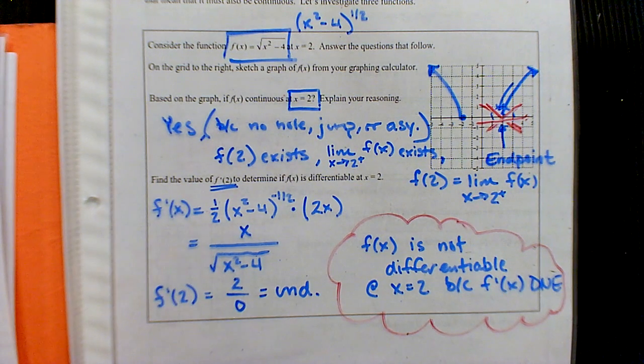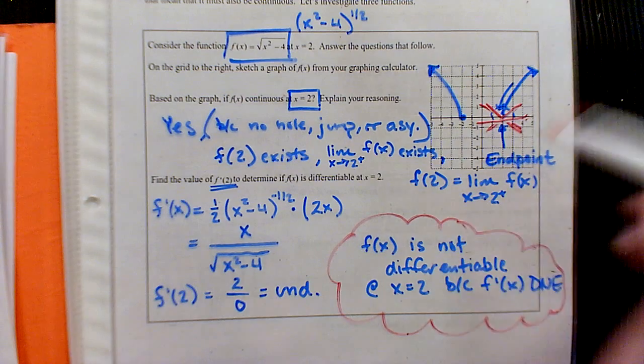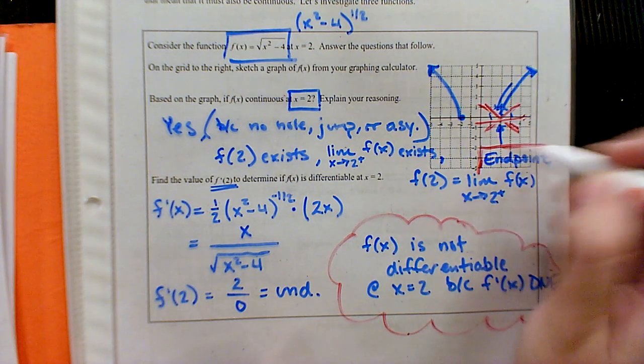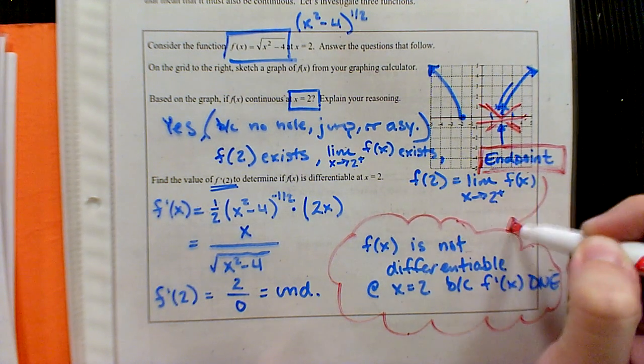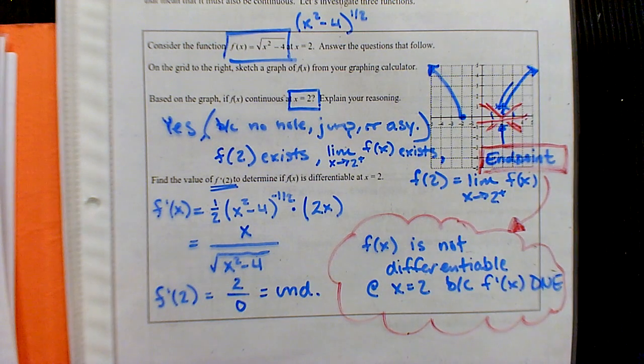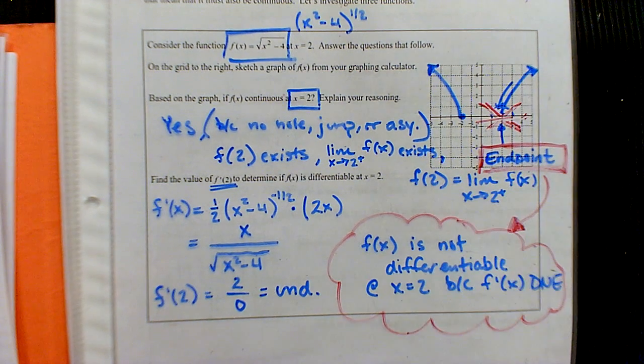So in terms of something graphically to look at, if you are finding the derivative of an endpoint, the derivative doesn't exist. Okay, you have multiple tangent lines that can be drawn. Does that make sense? I hope.